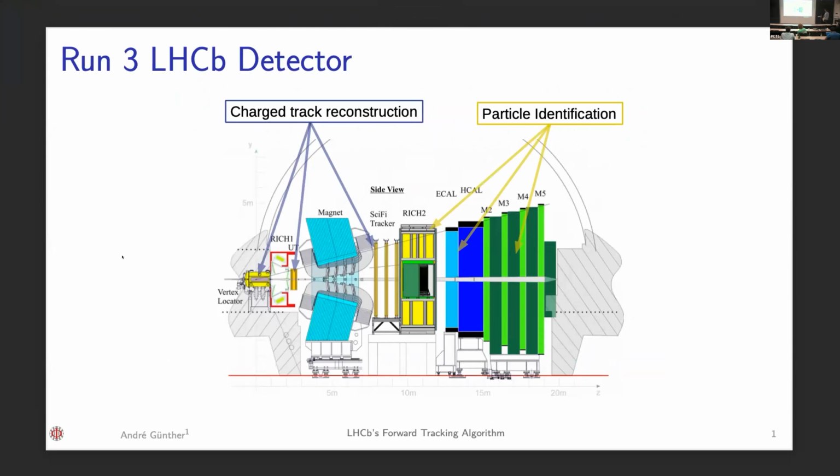I only want to highlight again the tracking stations that are, of course, important for the reconstruction sequence. And the charged track reconstruction happens here at the vertex locator. So this is a pixel detector around the interaction point that essentially reconstructs straight lines. Then in front of the magnet, there is the upstream tracker. Also, Isaac mentioned it. This will not be there in the beginning of Run 3, so I'm not really going to talk about this. But more importantly, of course, after the magnet, there is the SciFi tracker. These are scintillating fibers, and it's the big tracking station after the magnet. And then behind there's the particle identification, but since I'm going to talk about reconstruction, this is not part of the talk.